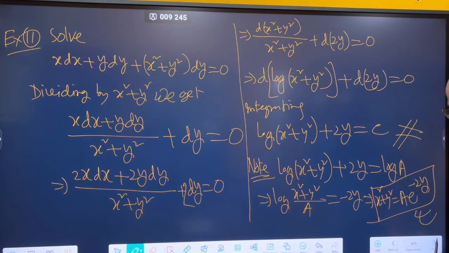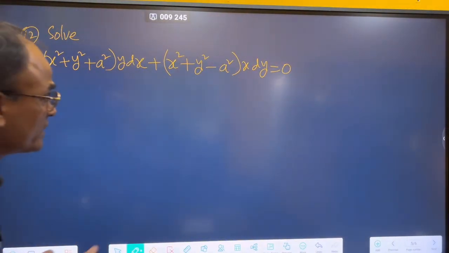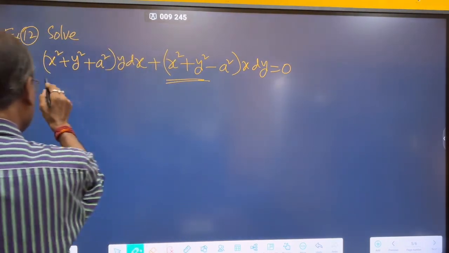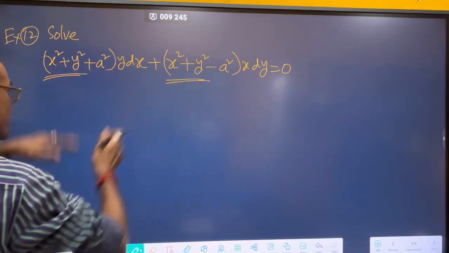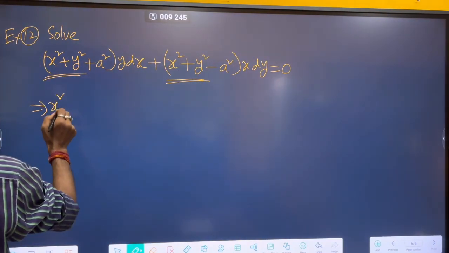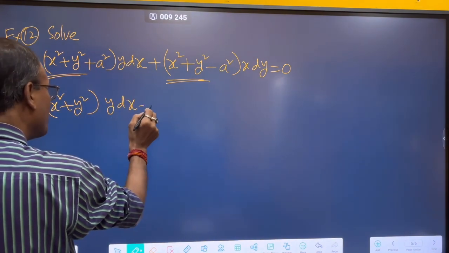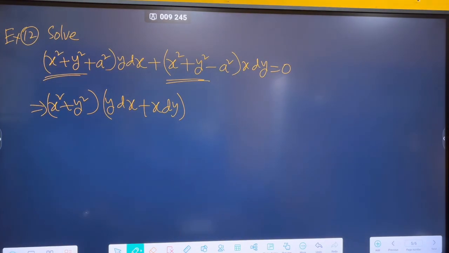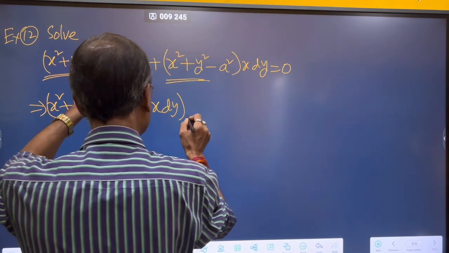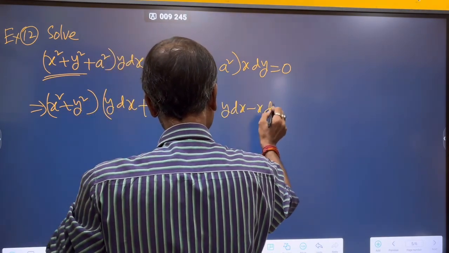Let us come to solve the next problem. You see the differential equation carefully. x square plus y square, here also x square plus y square. From both the terms, take x square plus y square common. If you take it common, y dx plus x dy, and from this plus a square y dx minus x dy, you may write like this.